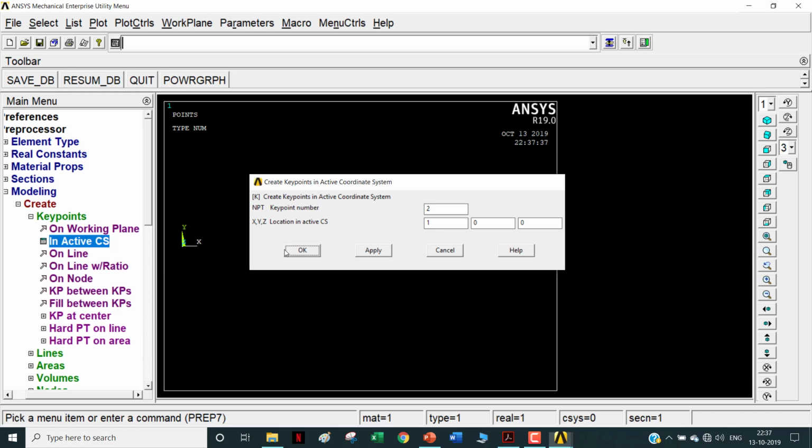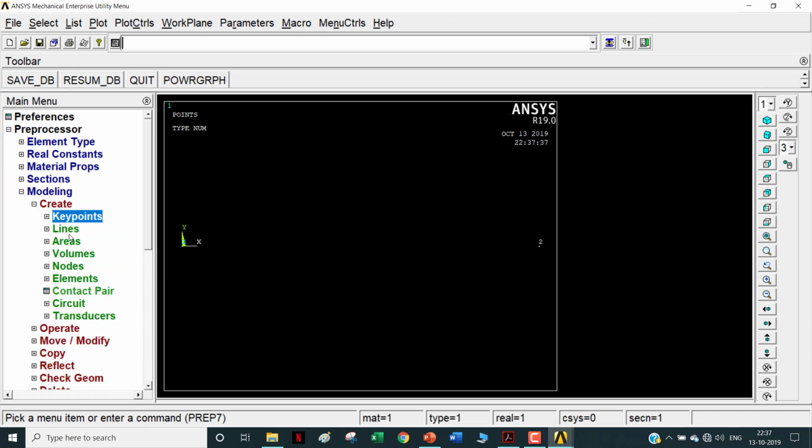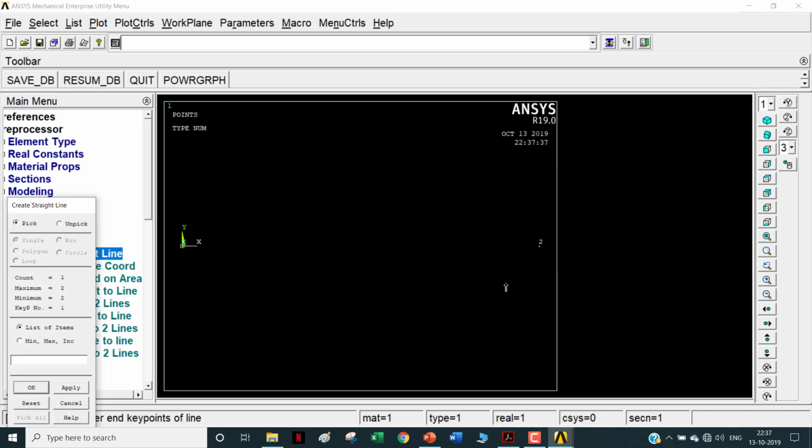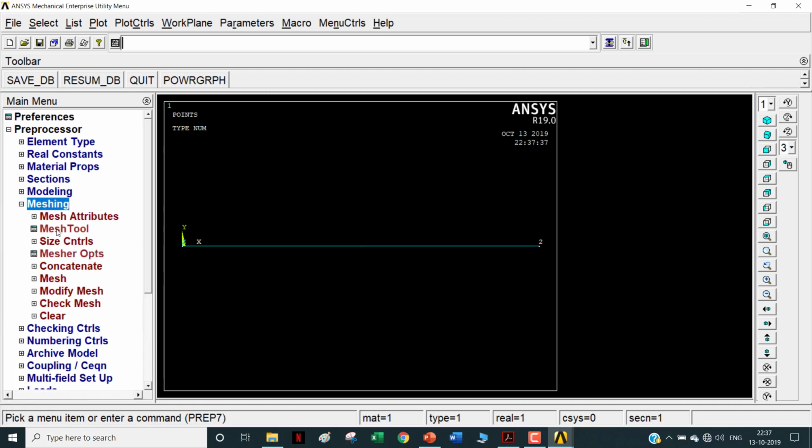Okay, now join these two with the help of a line, a straight line. Select this and select this. Once the modeling is complete, go to meshing. I do not need to go to mesh attributes because I have only one cross section and only one material, right?